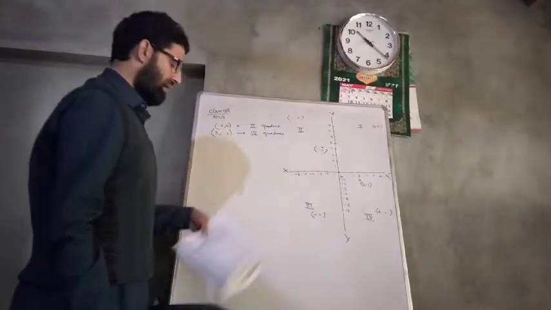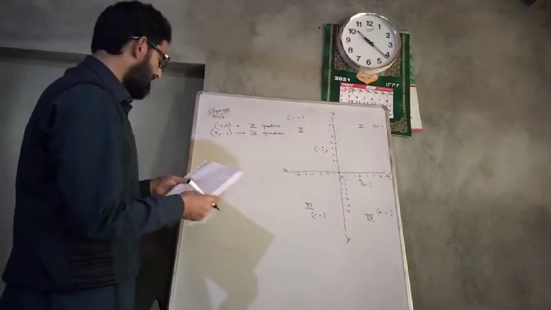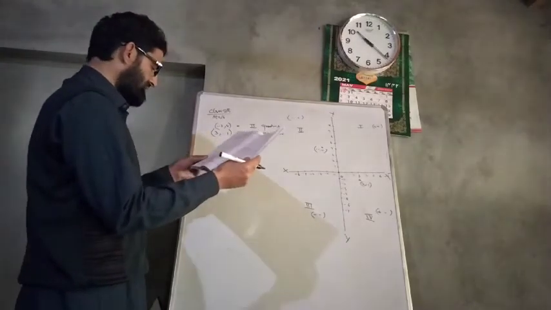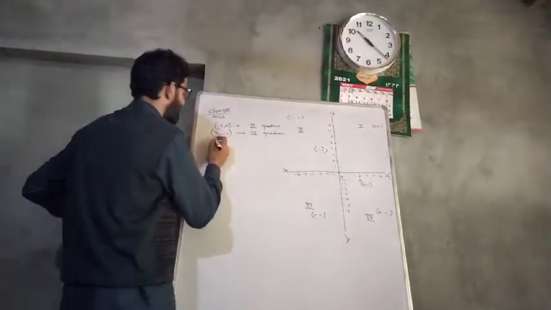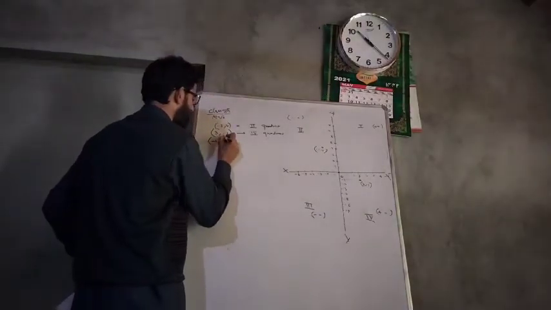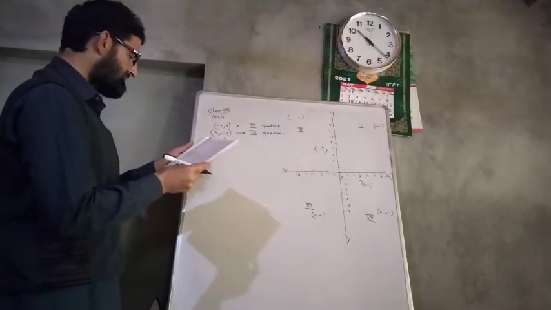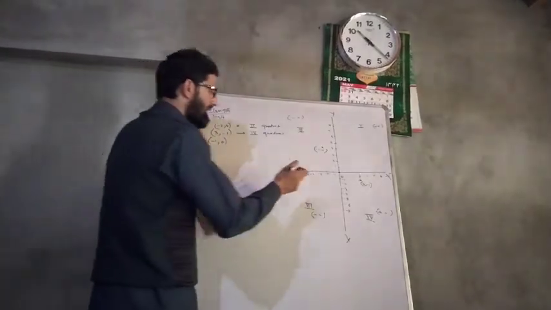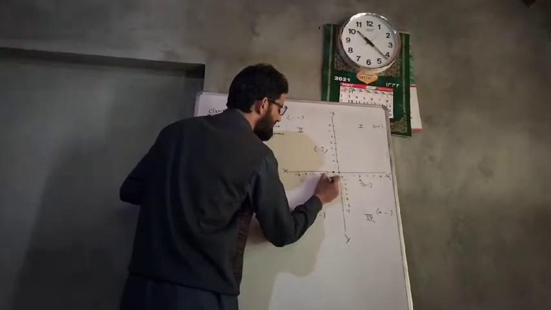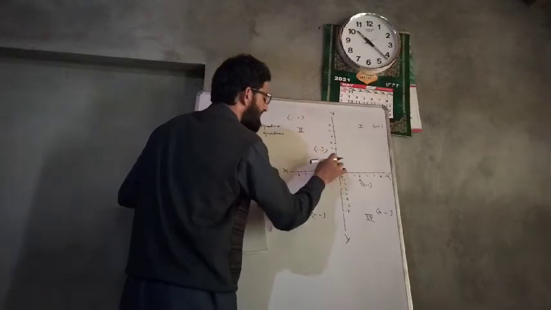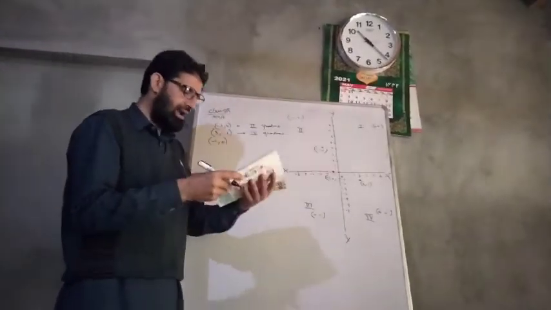This is in the 4th quadrant. Okay. Now one more point is -1, 0. -1 is here and 0 is here. This is the point -1, 0. This lies on the x-axis, on the negative side.